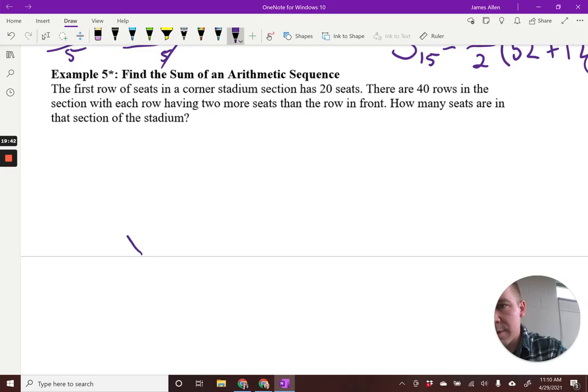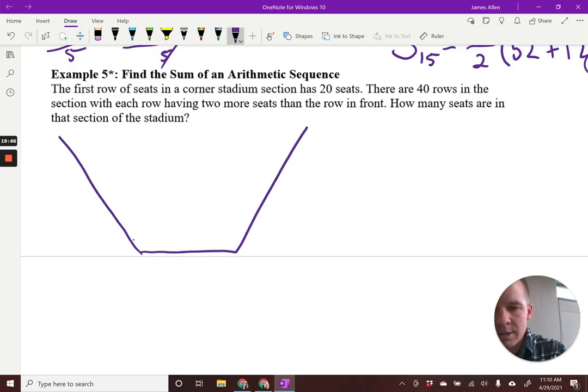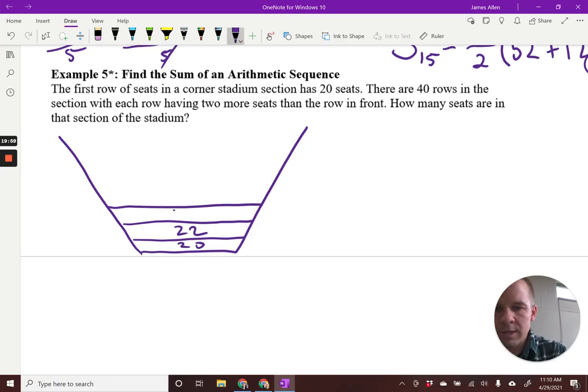In those corner stadiums, the corner of it kind of looks like this, right? So I've got 20 right here, front row, except for in the corner. So, yeah, it's still cool. And then we got 22, then we've got 24, then I got 26. Should I keep going? 40 rows? I feel like that's just a waste of time. Perhaps I can math it up and figure some things out.